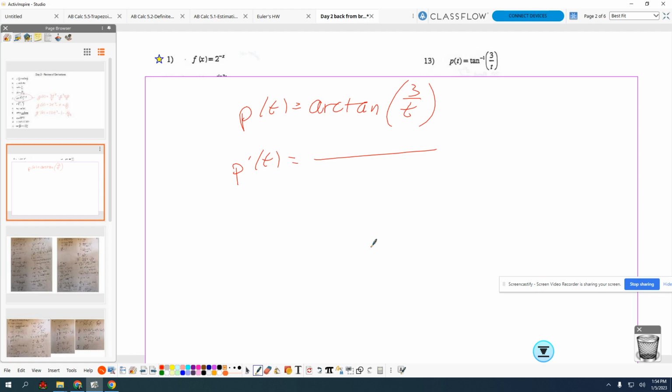Okay. So arctan is 1 over 1 plus, because the t in tangent looks like the plus sign. It does. I remembered it that way. Then 1 over 1 plus the square, squared. And then chain rule. What is the derivative of 3 over t? Negative 3 over t squared.